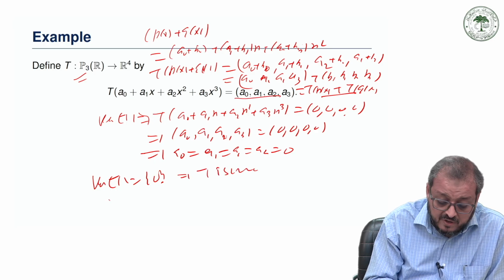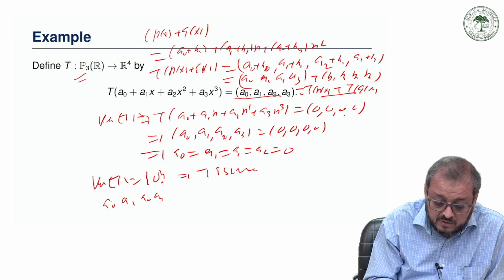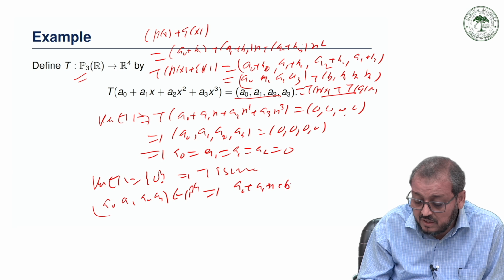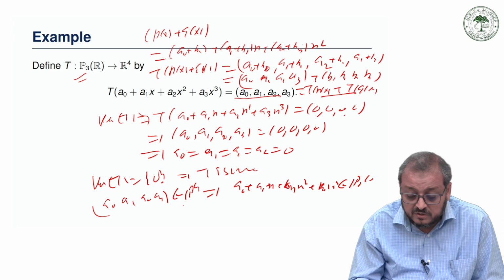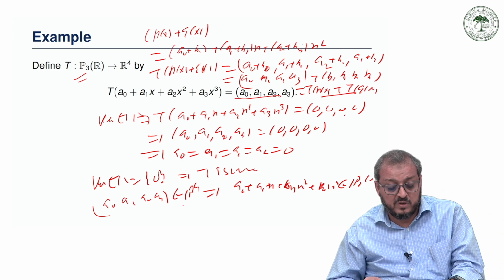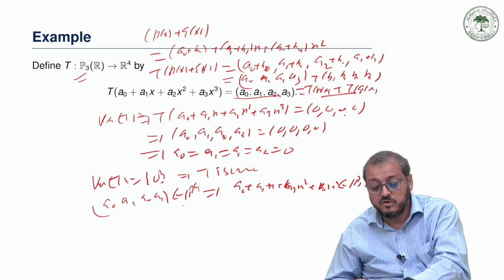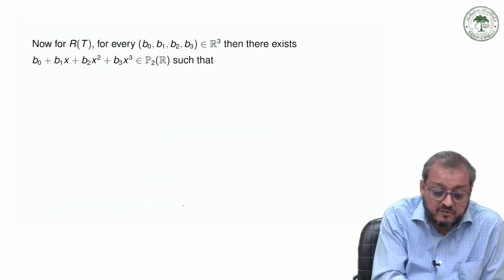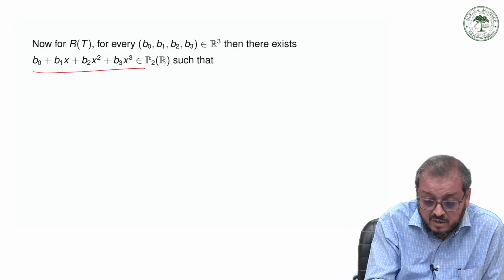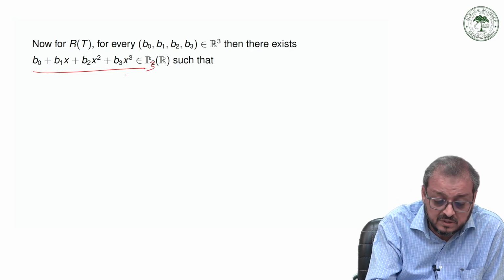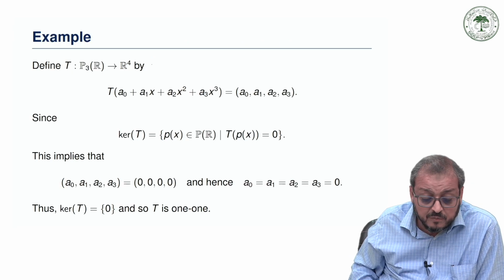And now if we have a0, a1, a2, a3, any element of R4, this implies that a0 plus a1 x plus a2 x square plus a3 x cube is an element of P3(R). So this means every element a0, a1, a2, a3 belongs to the image of P3 under T. So this is clearly also onto.